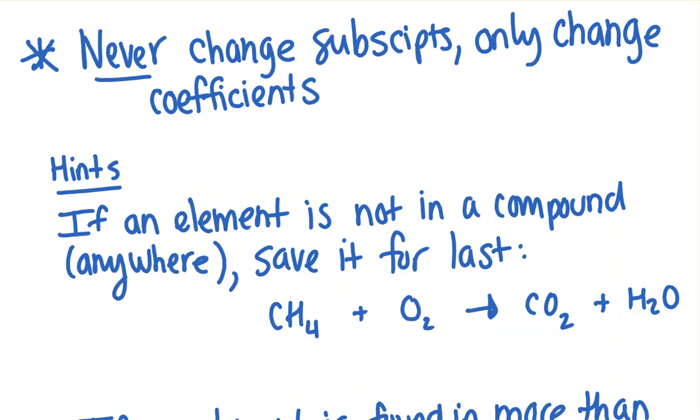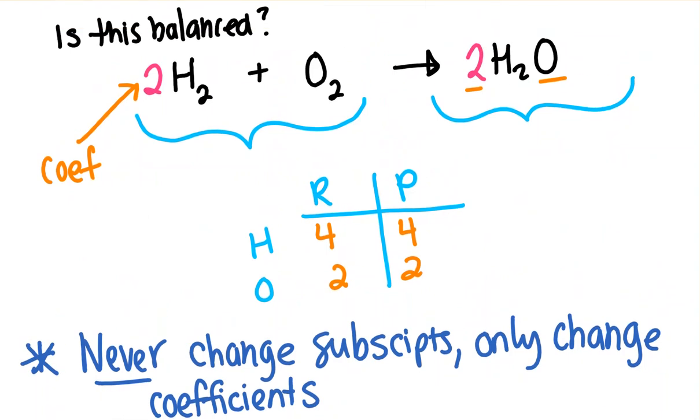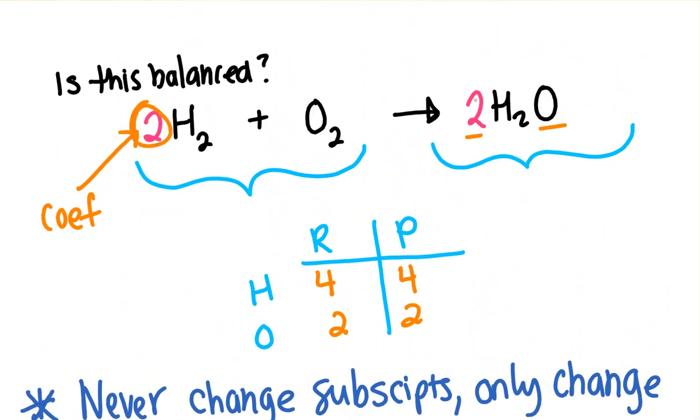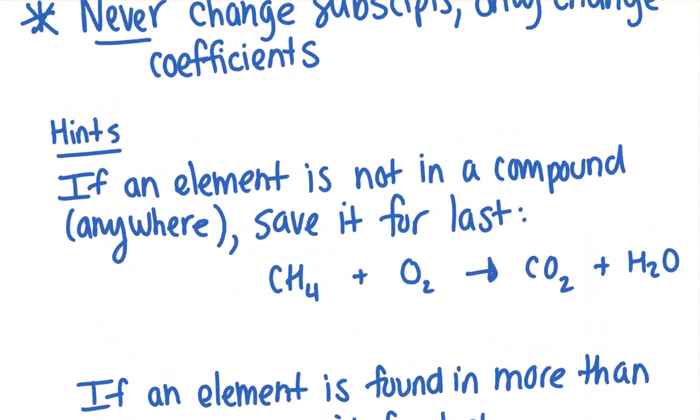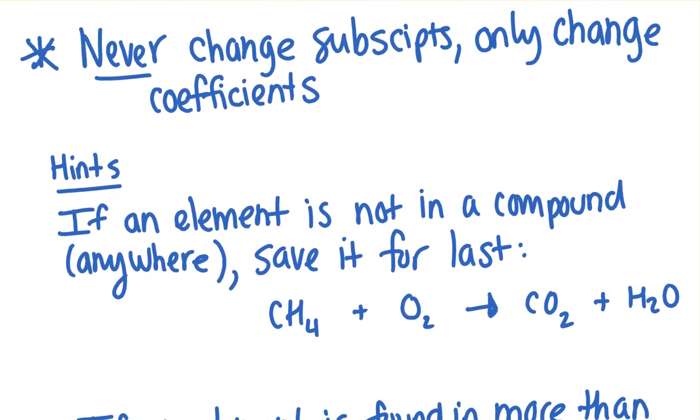So your job when you balance is to add those coefficients, those numbers in front. Only the pink numbers here, when you're balancing, you're only changing those. And you're never going to change the subscripts. Never change subscripts. The subscripts are these numbers down here. Those are determined by the type of compound, and you don't want to change those. So we're only going to add numbers in front.